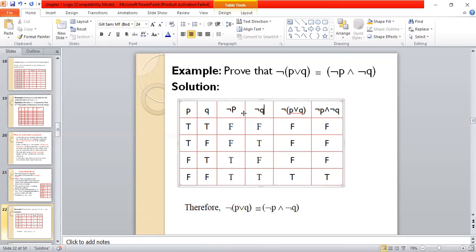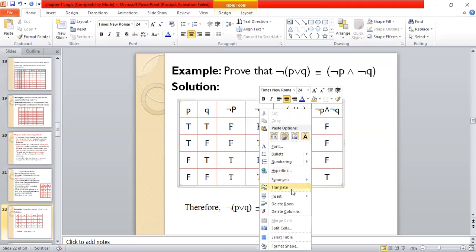Then the negation of P and the negation of Q. In the case of "and", it becomes true when the two simple statements are both true. So it becomes true in this case, otherwise it's false.